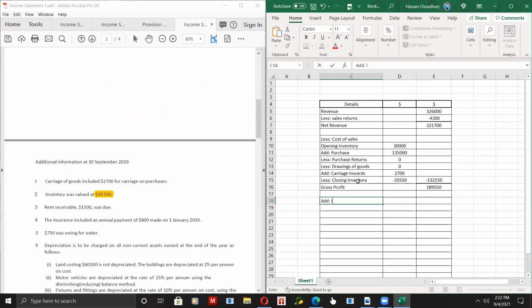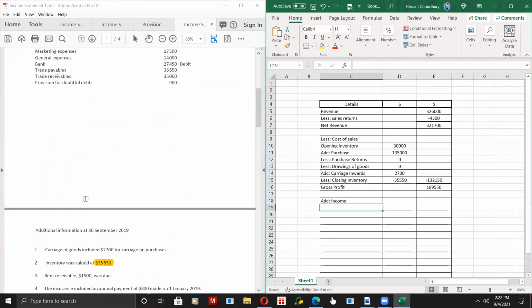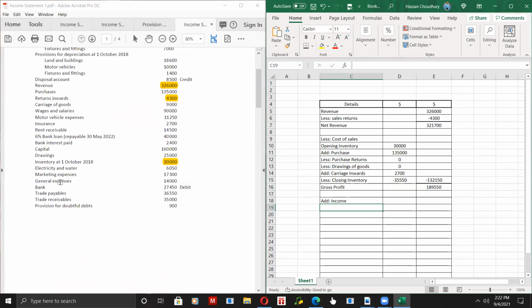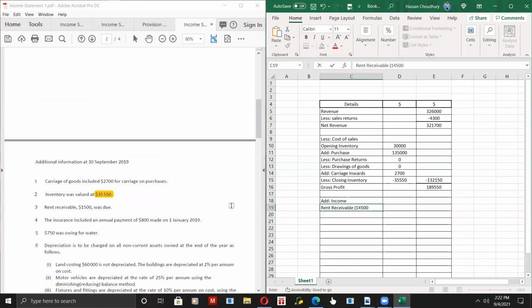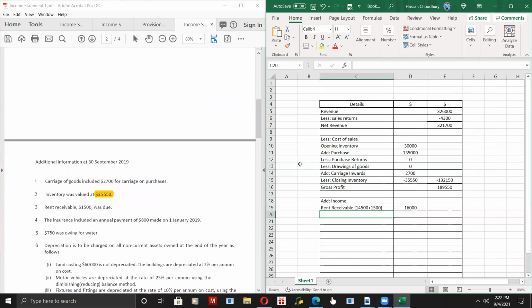Right. After that, you add income. And in income, anything with received is an income. So the only item that you have with income is rent receivable over here. Now remember, trade receivable is not an income because it's a current asset. So you write rent receivable. You write brackets 14,500. Plus due. Plus due means you add the amount due. And you've got your 14,500 plus 1,500, which is your 16,000, right? So remember, anything that is due is plus, anything that is prepaid is minus.